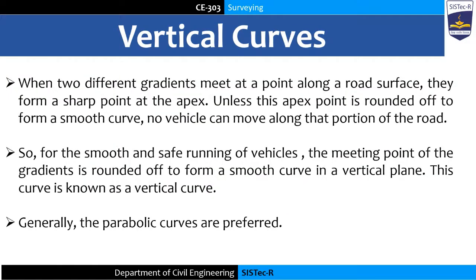So now we have finished the horizontal curves. Now we'll move to the vertical curves. So what is a vertical curve? When two different gradients meet at a point along a road surface, they form a sharp point at the apex. Unless this apex point is rounded off to form a smooth curve, no vehicle can move along that portion of the road.